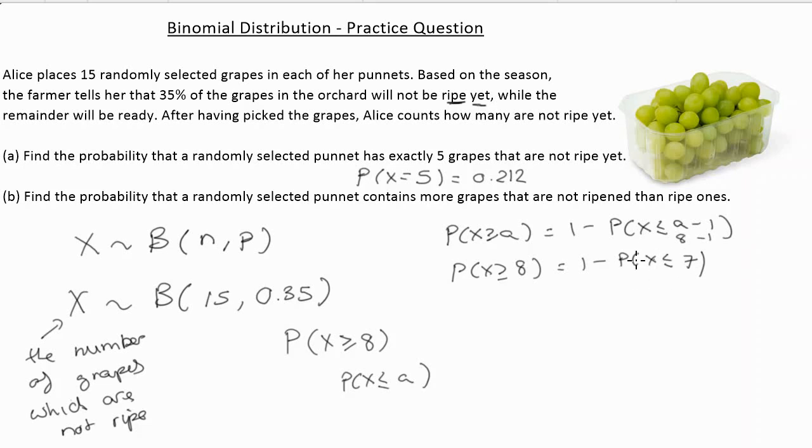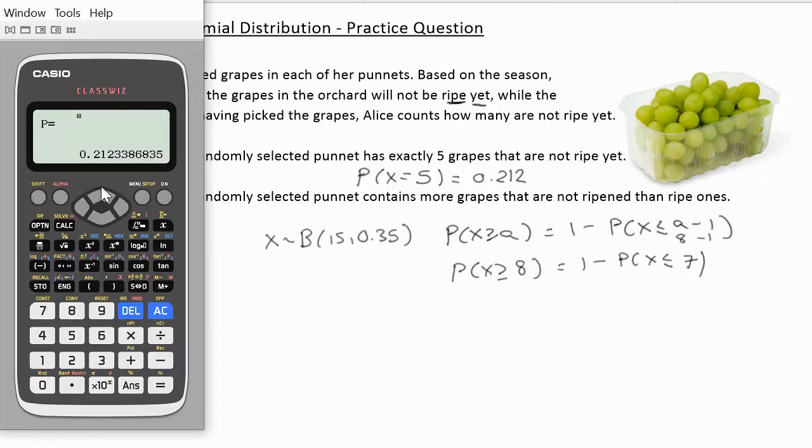Now our calculator can work this out. So let's get back to our calculator. So we go back to menu 7, and this time, because we've got a less than or equal to, we want CD, binomial CD. So click on that, press variable again, and this time we want 7. Everything else stays the same, still the same number of trials, still the same probability, press equals, but we're not done because we need to do 1 minus this answer. So our calculator will save it for us. We just go menu back to 1, press 1 minus ans. So there's our answer. So this is the probability of finding a punnet that has more grapes that are not ripe than ripe ones.